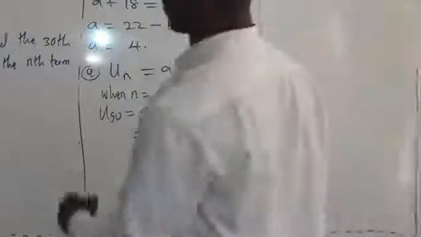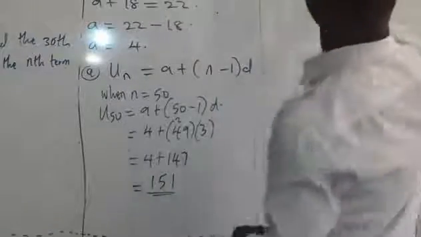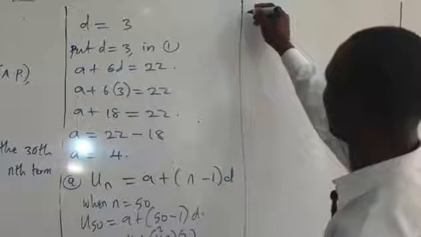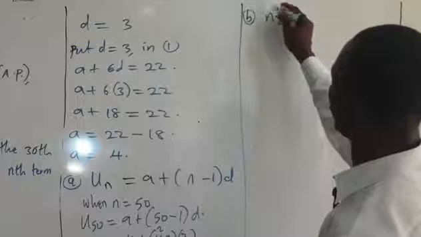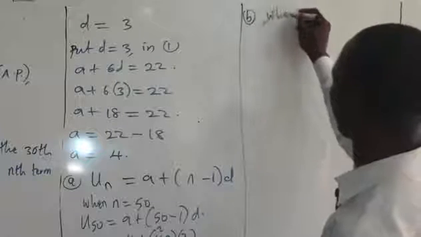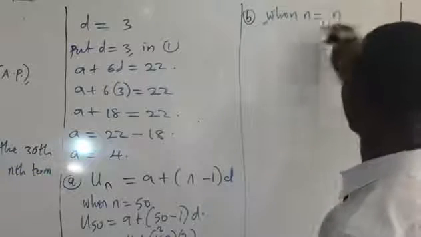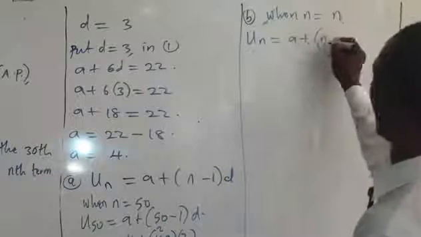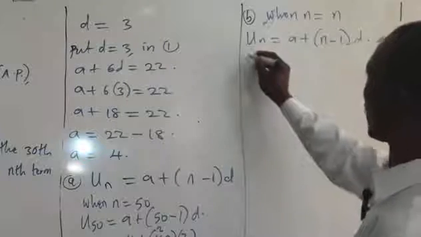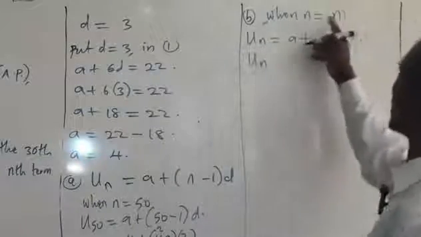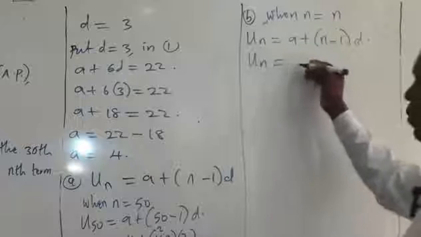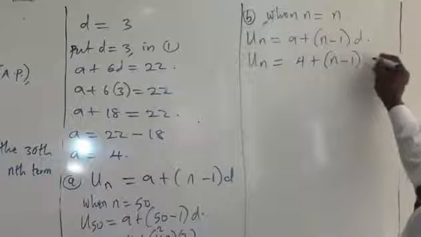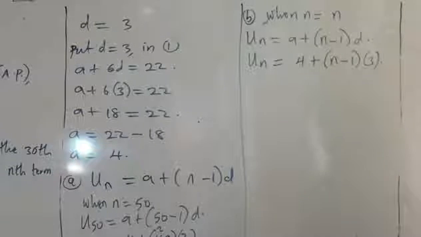So that is the 50th term. The second part of the question is the nth term. We are asked to find the nth term of this AP. So B, that is when n is equal to n. The nth term formula is Un equals A plus n minus 1 D. So we now have Un, which is equal to, the first term is what? 4 plus n minus 1 into 3, because the 3 is the common difference.